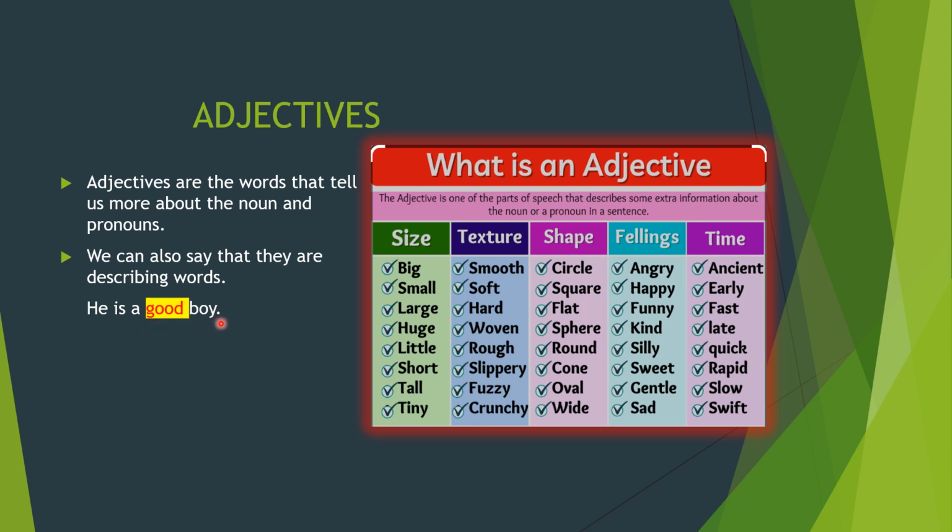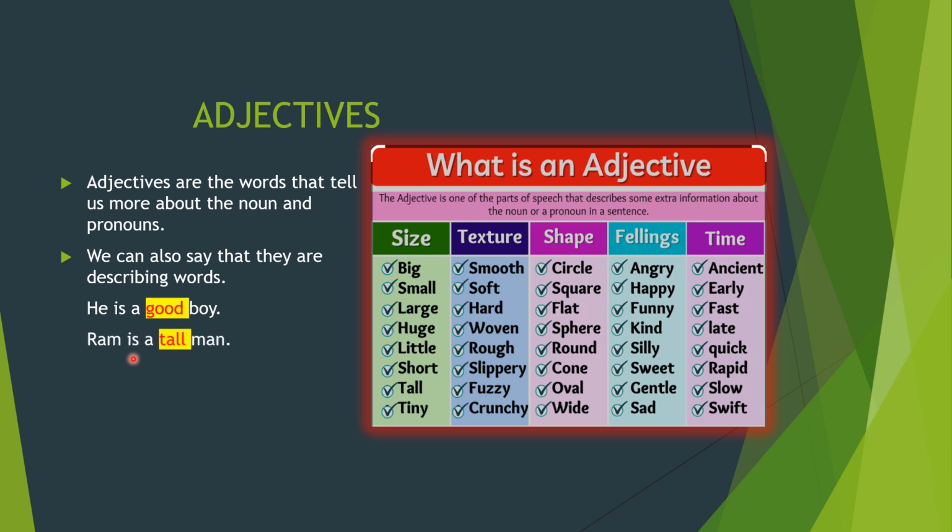He is a good boy. So we can see boy is what? Noun. And he is what? Pronoun. So basically, we are describing that boy, or the third person he, how the boy is. The boy is a good boy. So good is treated as an adjective.